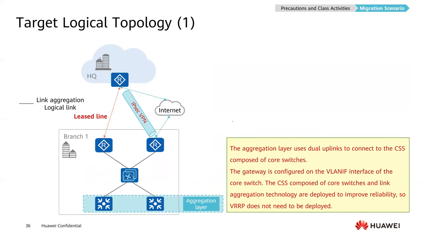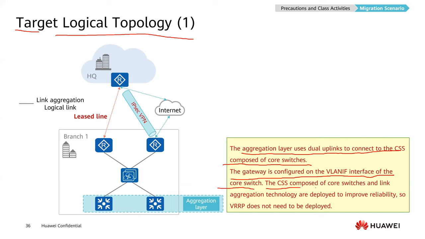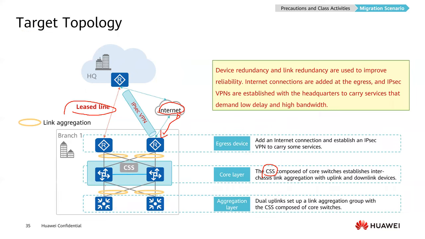Okay. Now let's look at the target logical topology. The aggregation layer uses dual uplinks to connect to the CSS composed of core switches. The gateway should be configured on the VLANIF interface of the core switches. The CSS composed of core switches and link aggregation technologies are deployed to improve reliability, so VRRP does not need to be deployed. You find that we have a logical core switch, and for the aggregation layer, actually it is a trunk.